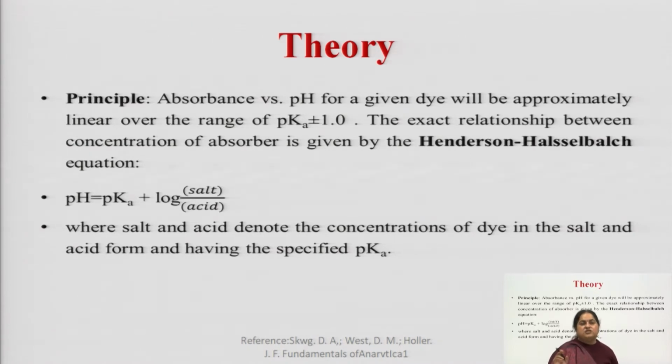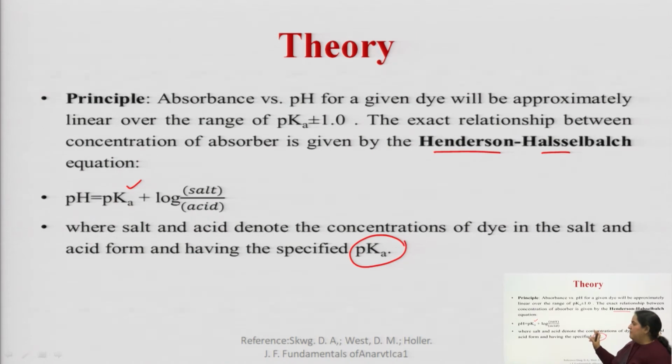The exact relationship between concentration of the absorber is given by the Henderson-Hasselbalch equation, right. This equation shows that pH is equal to pKa plus log of salt upon acid, right, where salt and acid denote the concentrations of the dye in the salt and acid form having the specified pKa, right. What we have is a dye, right, and it has two forms, one is the salt form and another is the acid form, and pKa is the specific property of the dye, right.